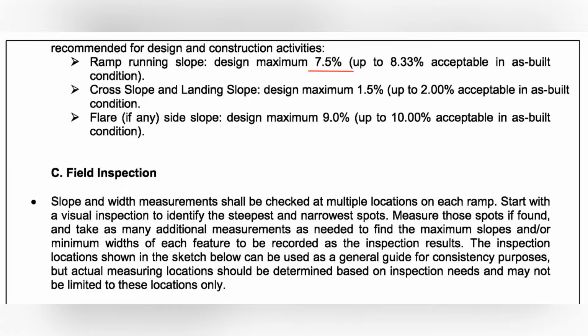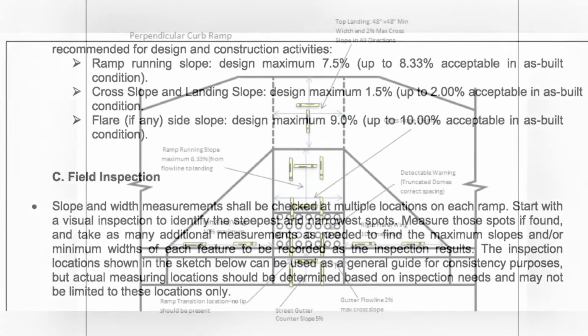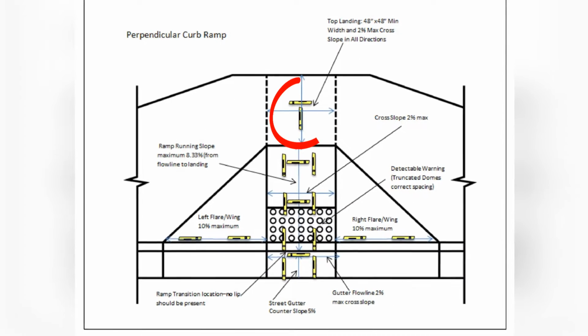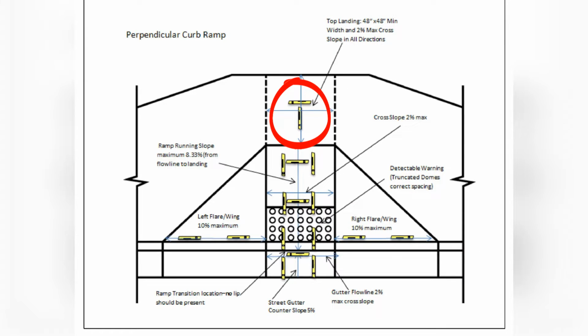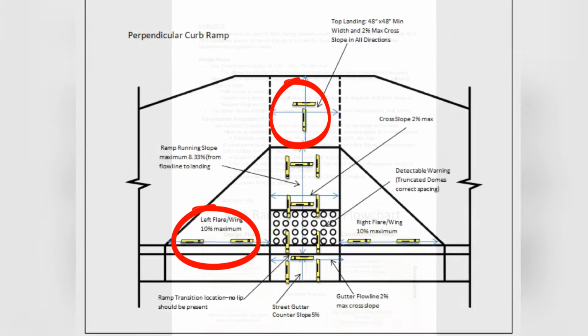A quick overview. A ramp run slope should be designed and constructed no steeper than 7.5% maximum. The top landing should be designed with a cross slope in either direction no steeper than 1.5% maximum. Flares and wings should be designed and constructed no steeper than 9% maximum. As discussed earlier, after construction of your compliant ramp, the inspector during final inspection will use a 2-foot smart level and field check these ramps in multiple locations to verify grade and width.